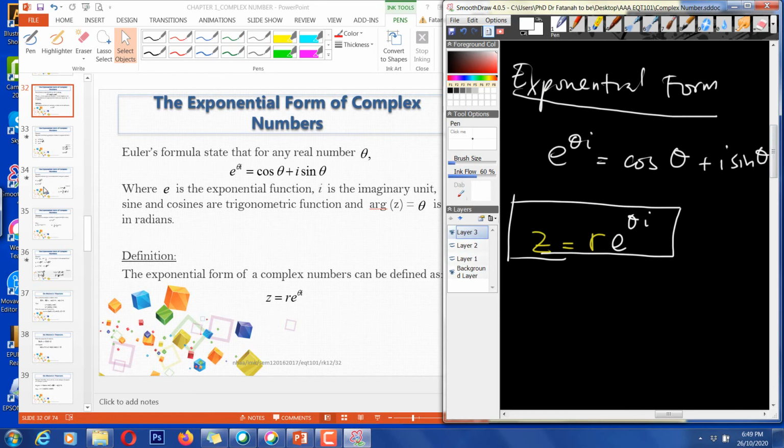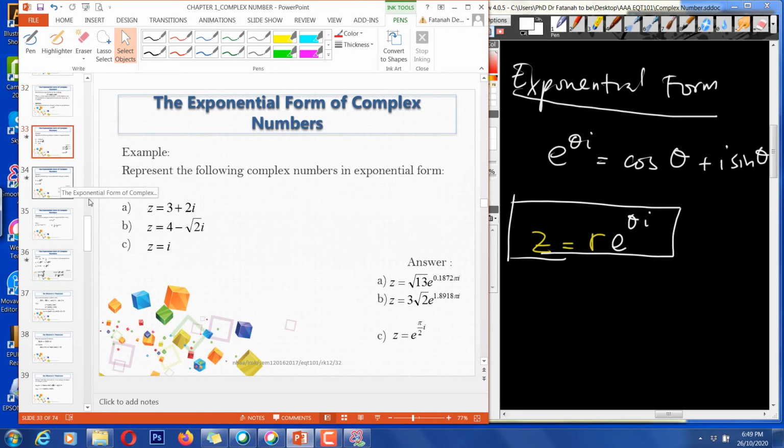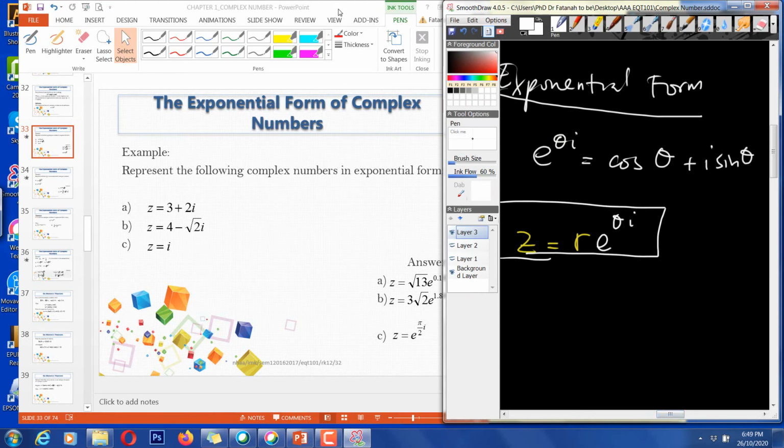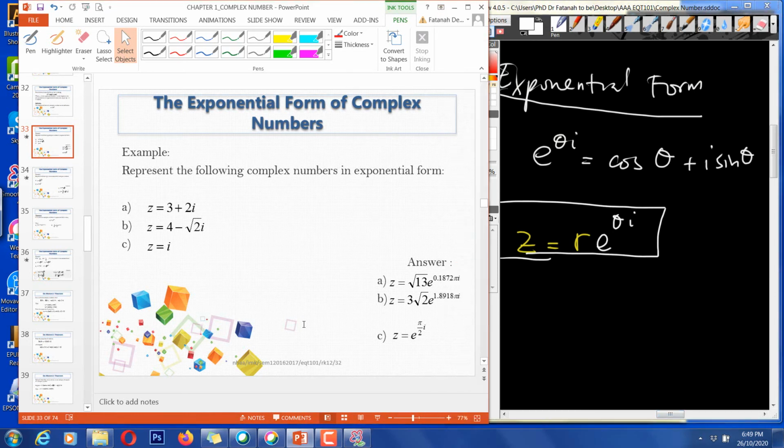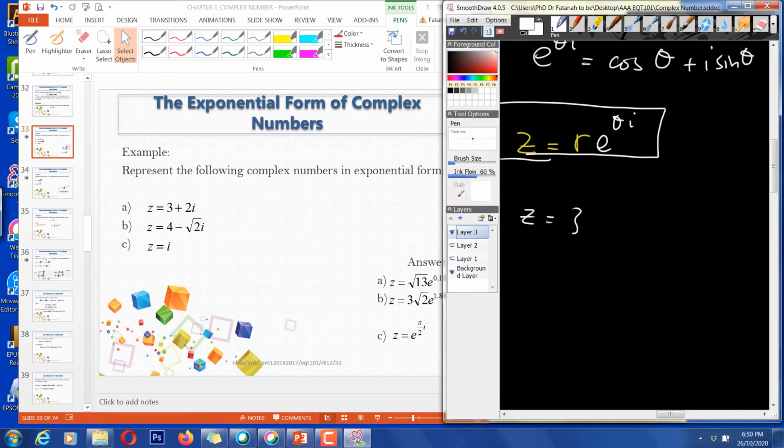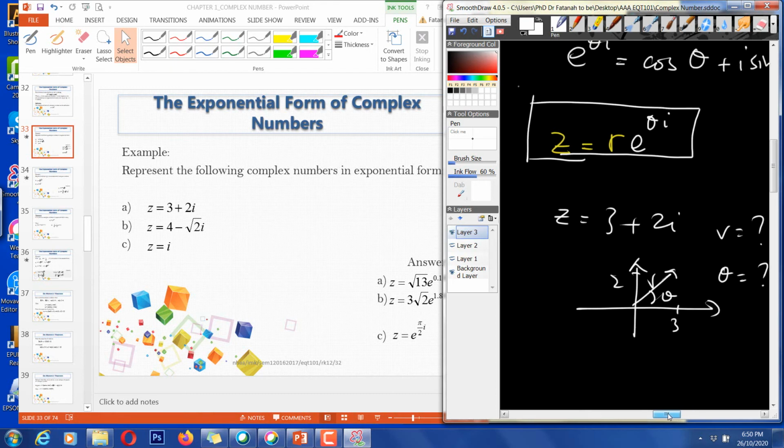For example, if we have z equals 3 plus 2i, first of all we need to draw and find where 3 plus 2i is. In the first quadrant? Yes, in the first quadrant here. There is 3, there is 2. So there is theta. Now we need to find r. What is r? What is theta? Once we get r and theta, we just put them in this formula. That's all.